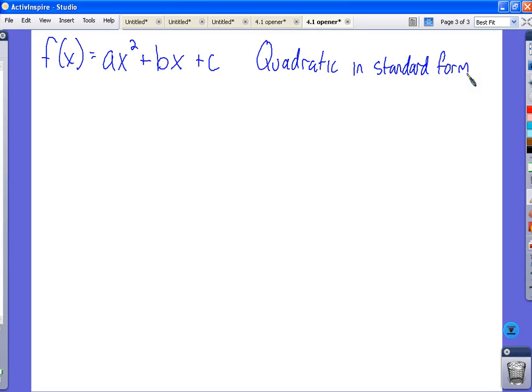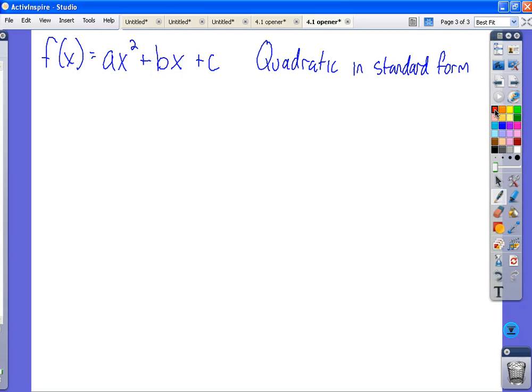So now it's not as easy to say that it moves up by c, right? Because we have this bx. This changes the output. Right? You square x and then multiply it by a, and that affects the steepness. But then this makes its own little contribution, and then we add c. So it's not just, hey, it moves up c. So in order to graph a function like this, let's use an example.